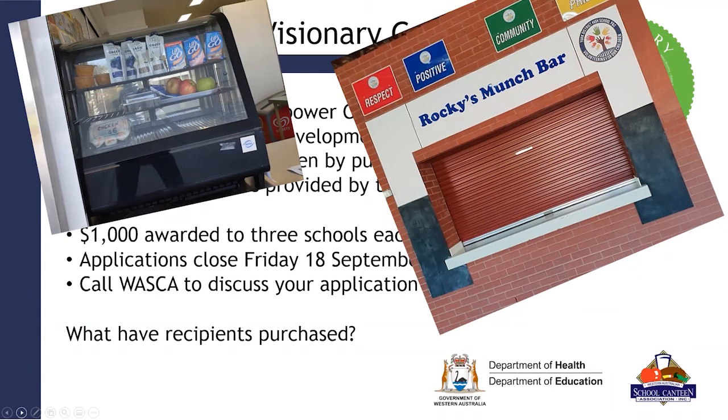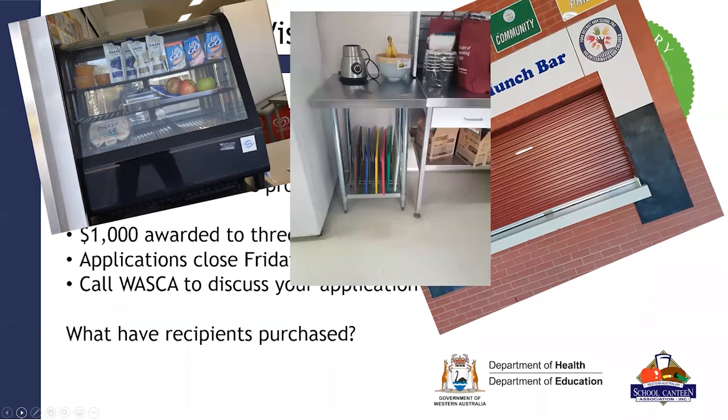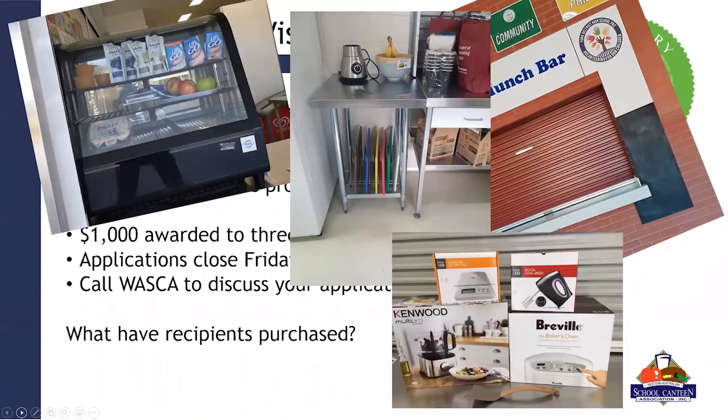They also purchased a stainless steel bench. You can see that little stainless steel bench there. The reason for that was because they wanted to start preparing more fresh food on site, but they didn't have enough bench space to do it. So you can see that the applications and the recipients, the goods are far and wide.